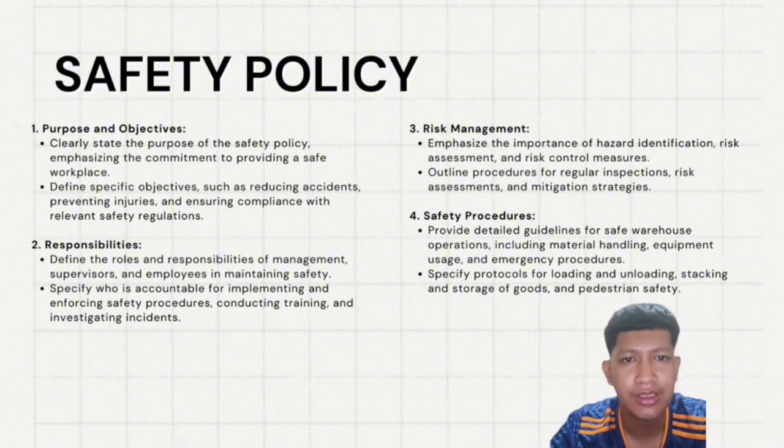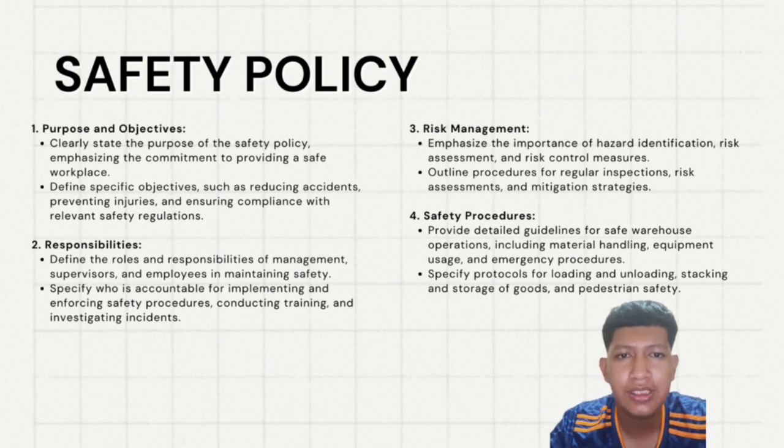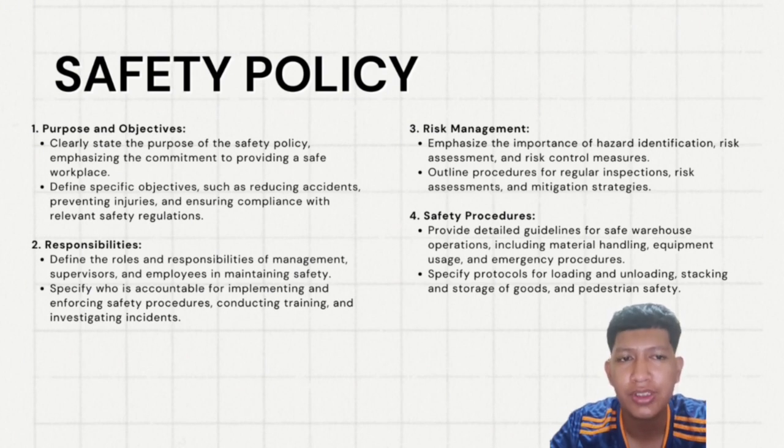Third, risk management. Emphasize the importance of hazard identification, risk assessment, and risk control measures. Outline procedures for regular inspection, risk assessment, and mitigation strategy. Fourth, safety procedures. Provide detailed guidelines for safe warehouse operation, including material handling, equipment usage, and emergency procedures. Specify guidelines for loading and unloading, stacking and storage of goods, and pedestrian safety.